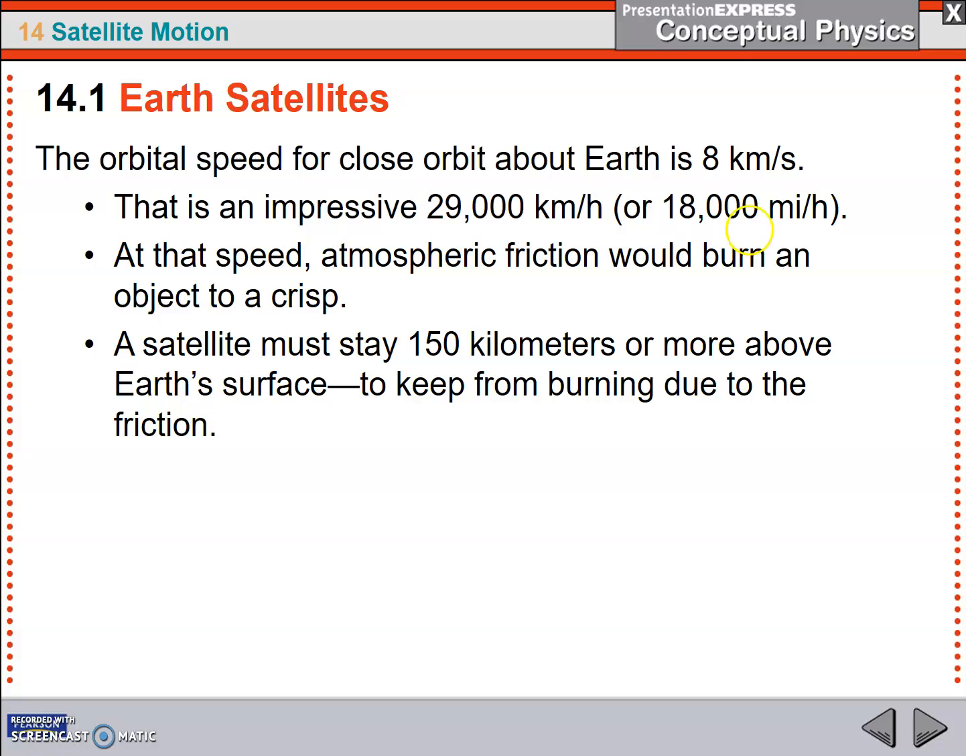All the metal would melt, all the people inside would die, there would be nothing left. It would all vaporize. That's how incredibly hot it gets. So, air friction, you just can't be at this speed and be anywhere near air friction. So that means that a satellite must stay 150 kilometers or more above the Earth's surface to keep from burning due to the friction. And normally it's more like 200 at a minimum.